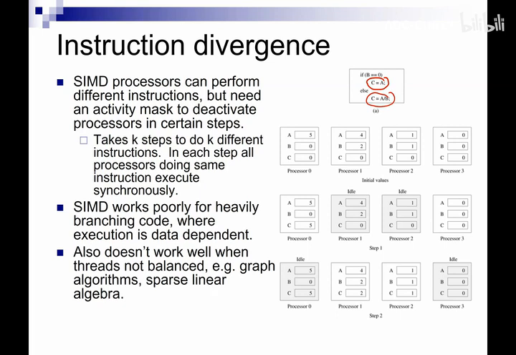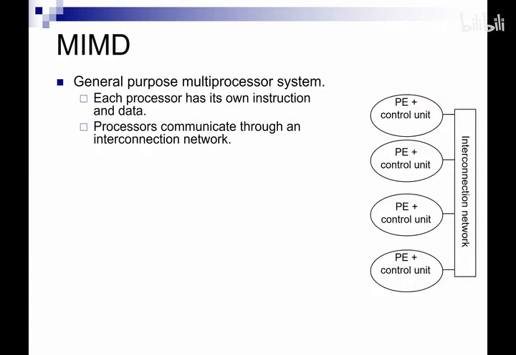Another situation where SIMD doesn't work well is when the different processors are very imbalanced in terms of their load. If processor 0 has a lot of things to do, whereas the other processors only have a few things to do, then basically P1, P2, P3 will be idle for a lot of the time, whereas P0 needs to execute for a long time. These imbalanced workloads show up in things like graph algorithms or sparse linear algebra algorithms. So that's SIMD.